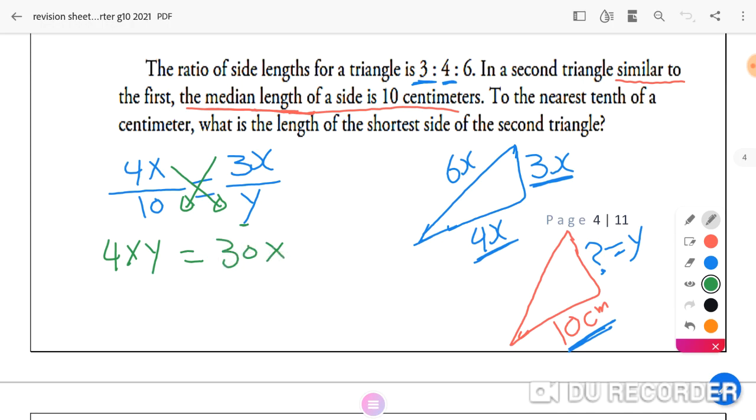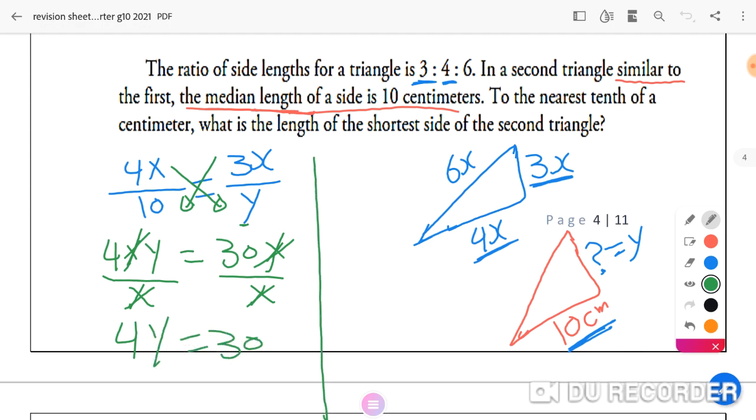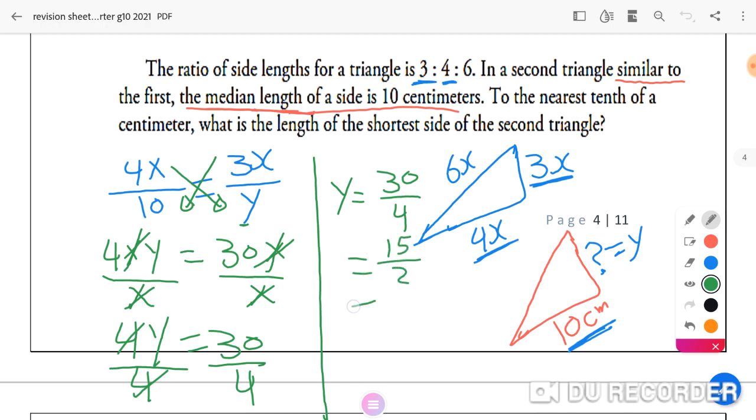Okay? And now we can cancel out x by dividing both sides by x. X cancels out x. Okay, that leaves me with 4y equals 30, and from that we can find the value of y by dividing both sides by 4. So y, which is the smaller side, equals 30 over 4, which is 15 over 2, which is equal to 7 and a half. This is the measure of the smaller side in the second triangle, equals 7 and a half centimeters.